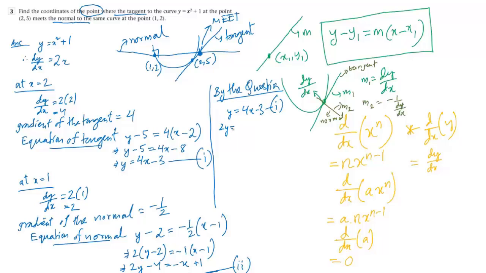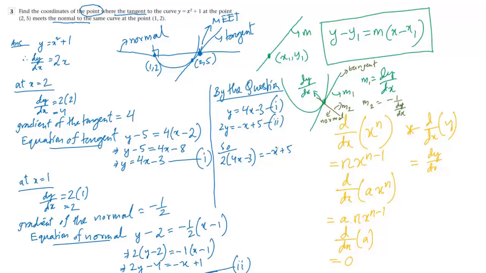Equation 2 is, let's simplify, 2y equals minus x plus 5. This is equation 2. Now we can solve simultaneous equations by the elimination method. But here I prefer to use the substitution method, where you put the value of y in the second equation. So y equals 4x minus 3. You plug it in and you simplify. That's all. So I plug the value into the second equation: 4x minus 3.